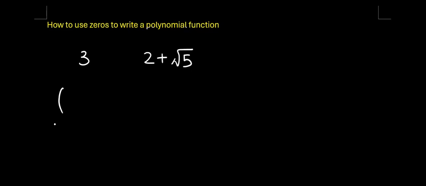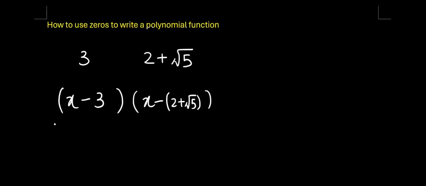And some of the students say, oh, I know, two zeros. I just write down this, x minus, this is going to be minus 3. Since this is 2 plus square root of 5, I can do this. And I'm going to change this into a bracket. That's good, but not quite.